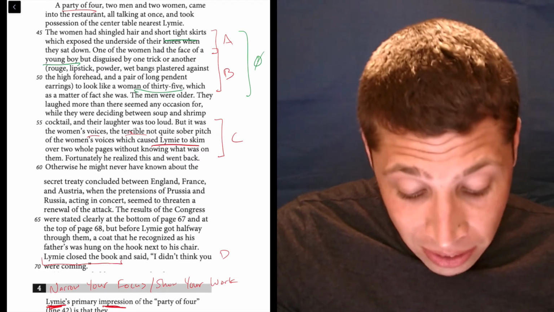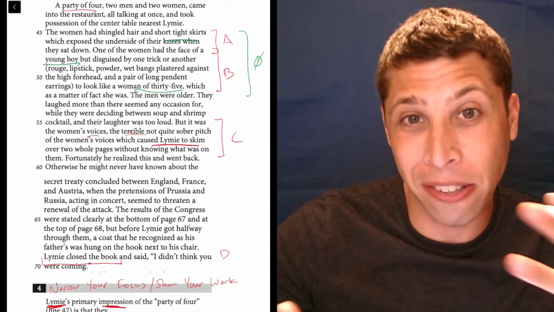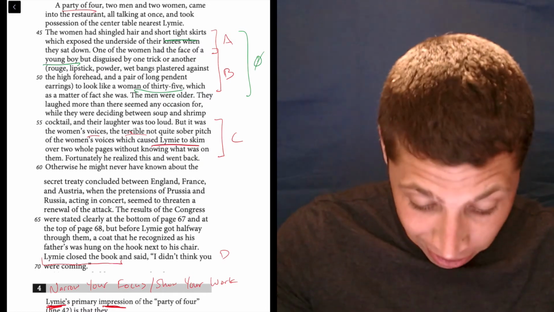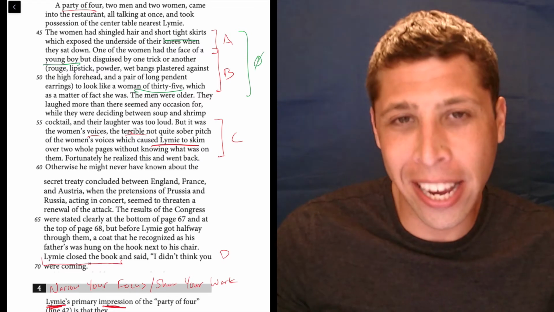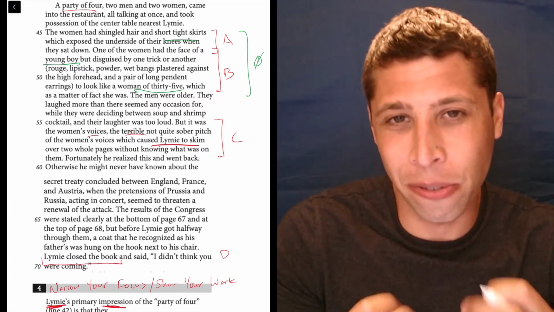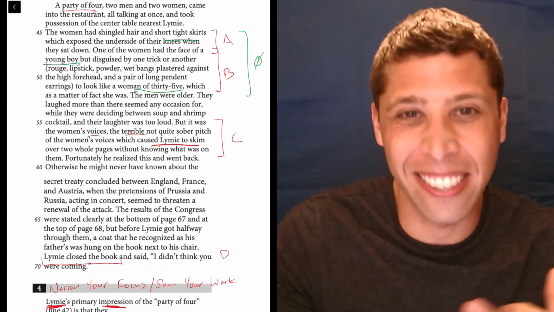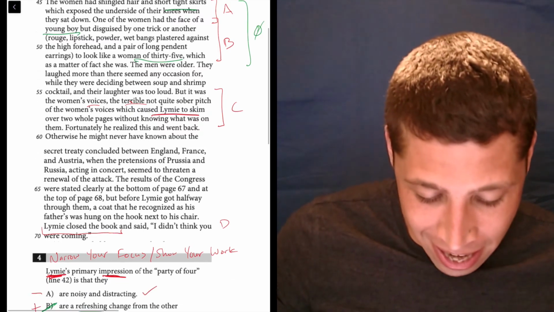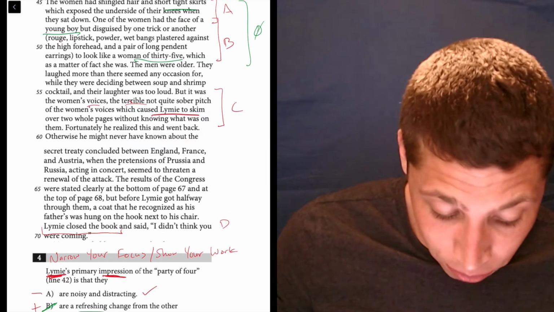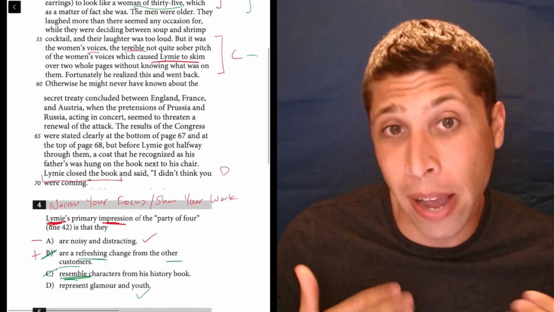One of the ones had the face of a young boy, but disguised by one trick or another. So here they're maybe talking about things that we would associate with glamour: lipstick, rouge, powder, bangs. However, it seems very negative again. It doesn't really say that they're being glamorous. It's saying it's like disguising using tricks the way this girl looks. So it doesn't seem glamorous. And then if we go back to C, right, that they have that negative connotation for that one. So it definitely doesn't match with that.